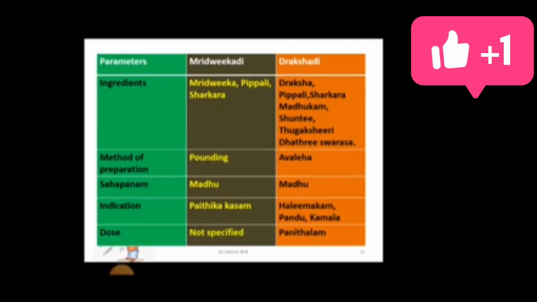The method of preparation is different. Mridugadi is not prepared as a lehya paga. We are just pounding all the ingredients together and making it into a lehya paga. At the same time, Drakshadi's preparation method is as a Navaleha. Sahapana is Madhu. Typically Mridugadi is indicated in Paitiya Kasa. The textual indication of Drakshadi is Halimagam, Pandu and Kamala, but there is no indication in Kasa and Shwasa. But by considering the ingredients, we can see that Drakshadi is equally effective in this type of respiratory pathologies also.